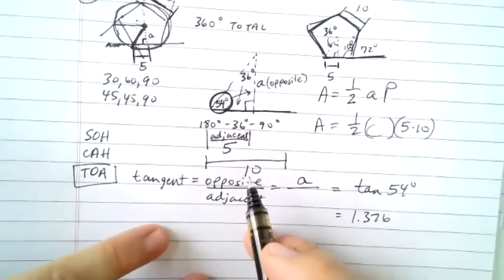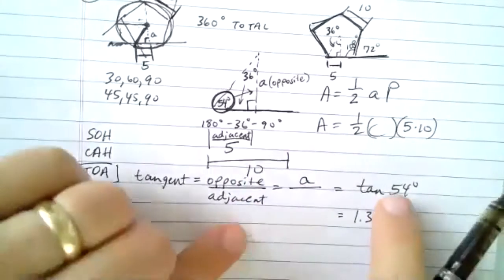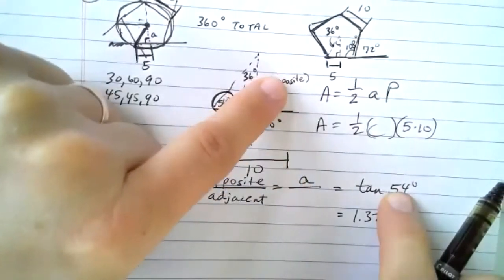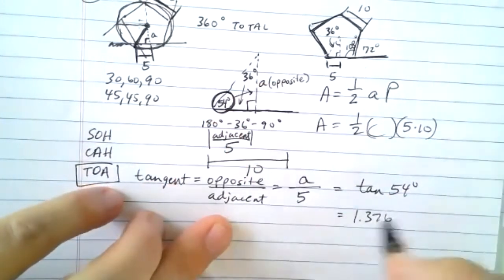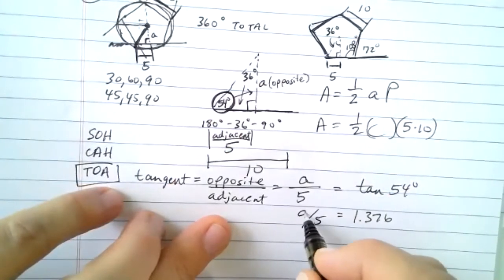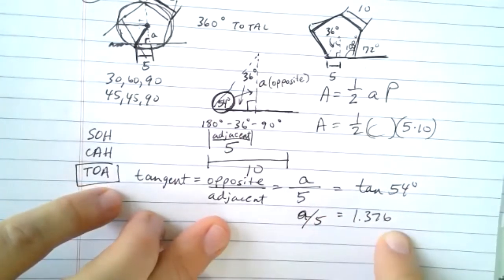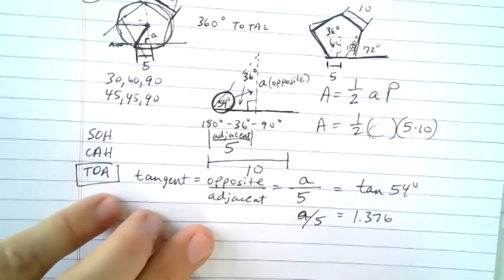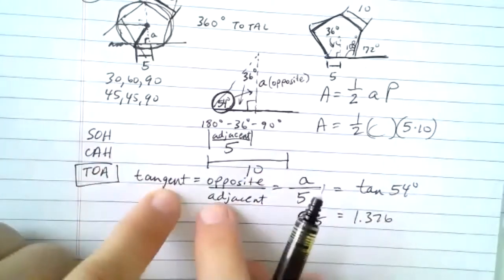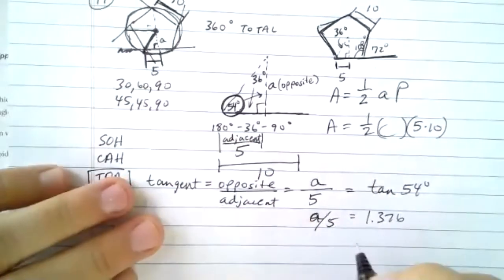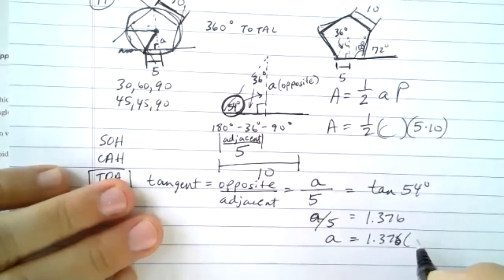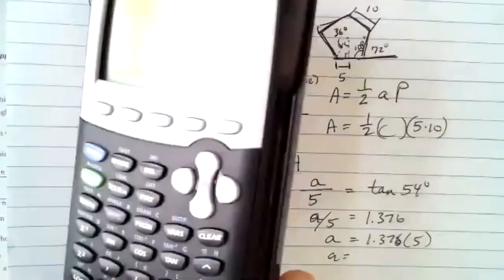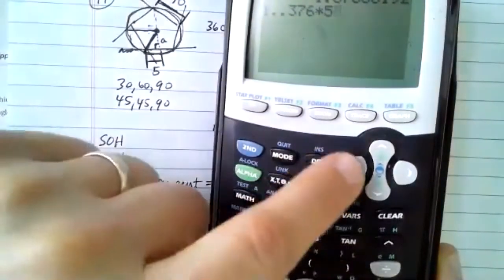Now if you'll notice, the opposite side to your 54-degree angle is the apothem, so I'll put that as A. And then the adjacent side would be 5, so I'm going to put 5 right there. So really, we've got a formula that we can solve for the apothem, and that's what we're looking for here. What we had to do is pull this trigonometry trick out of my hat in order to figure that out. So we're going to multiply both sides by 5, and let's see what the apothem is. 1.376 times 5.